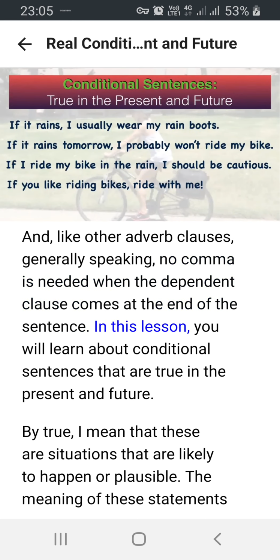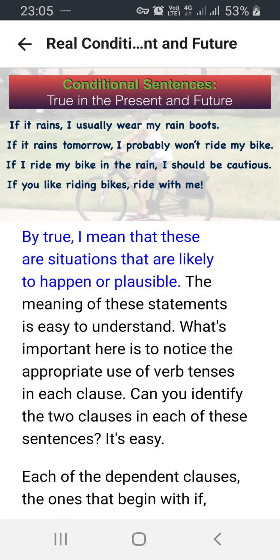In this lesson, you will learn about conditional sentences that are true in the present and future. By true, I mean that these are situations that are likely to happen or plausible. The meaning of these statements is easy to understand. What's important here is to notice the appropriate use of verb tenses in each clause. Can you identify the two clauses in each of these sentences?